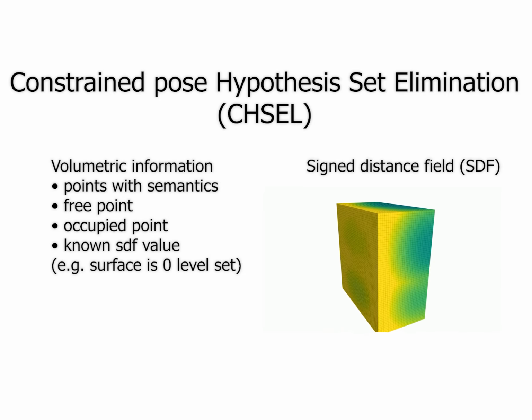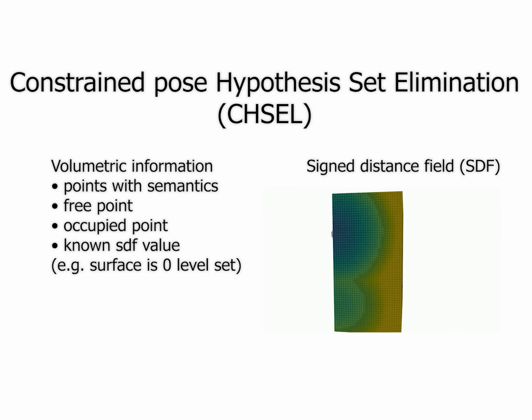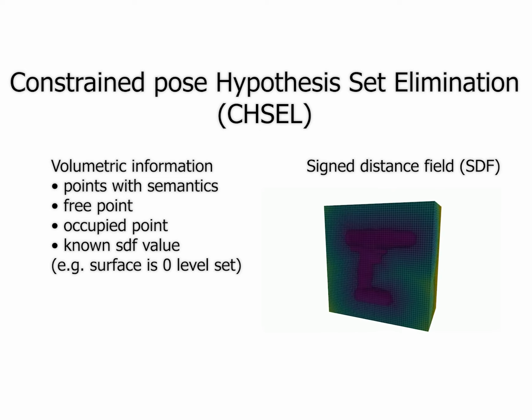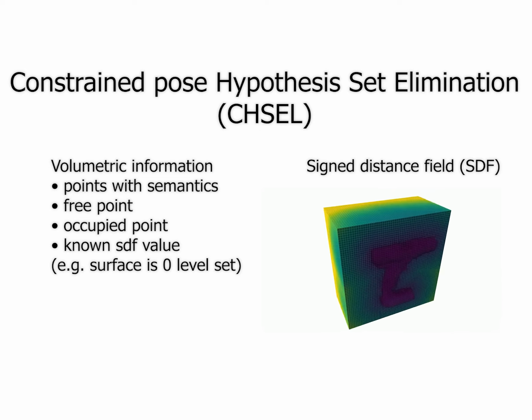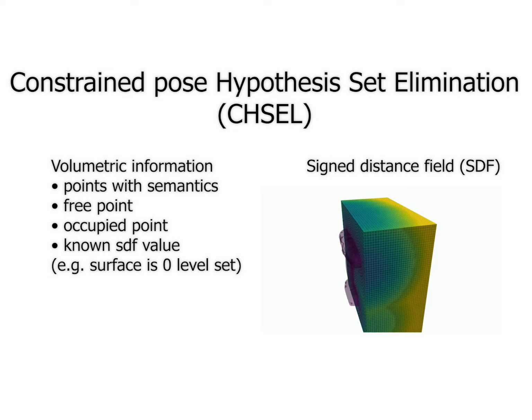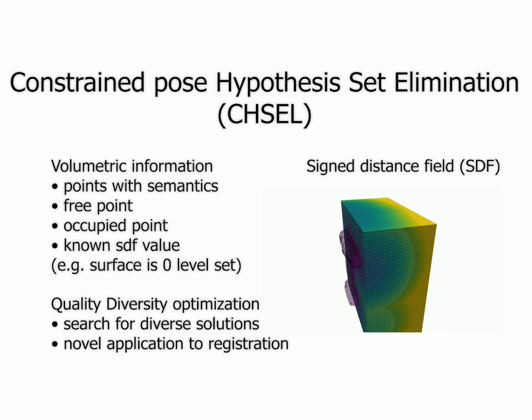We formulate a differentiable cost function using the object's signed distance field, SDF, and volumetric information, such as whether a point is known to be in free space, occupied, or has a certain SDF value. The most common SDF value to be known is 0, which is the object surface. We optimize this using quality diversity techniques to produce diverse plausible pose estimates. See the paper for more details, please.